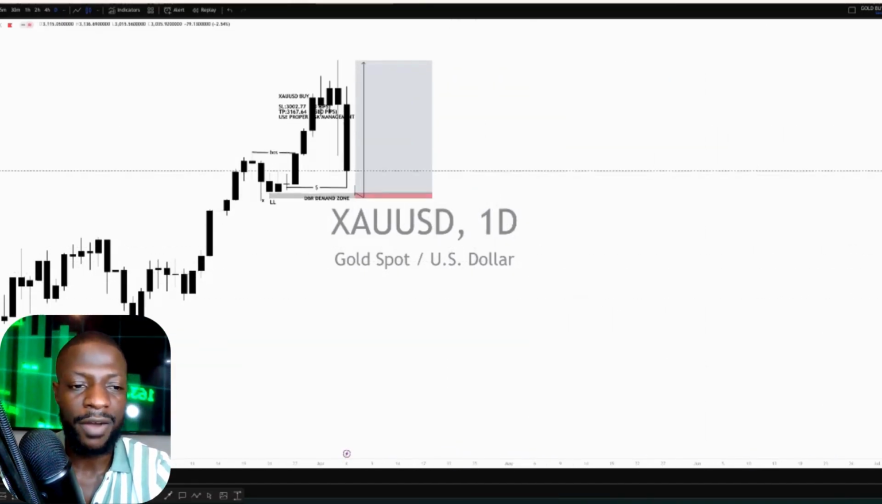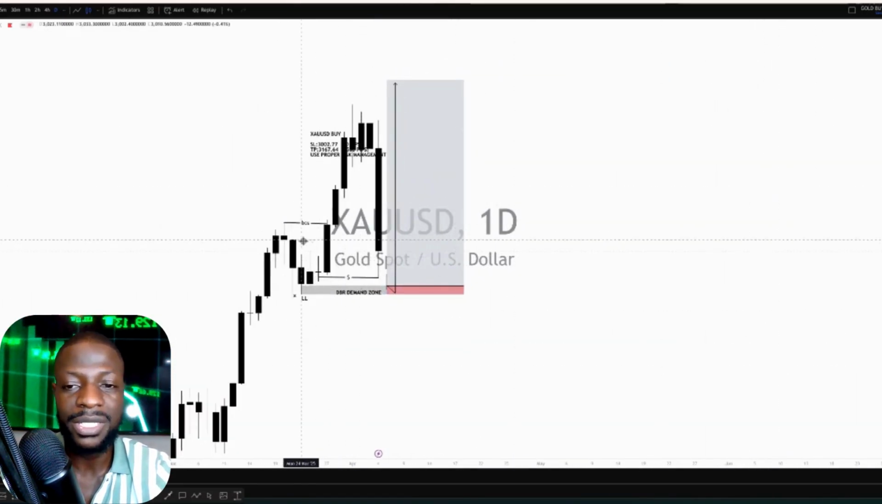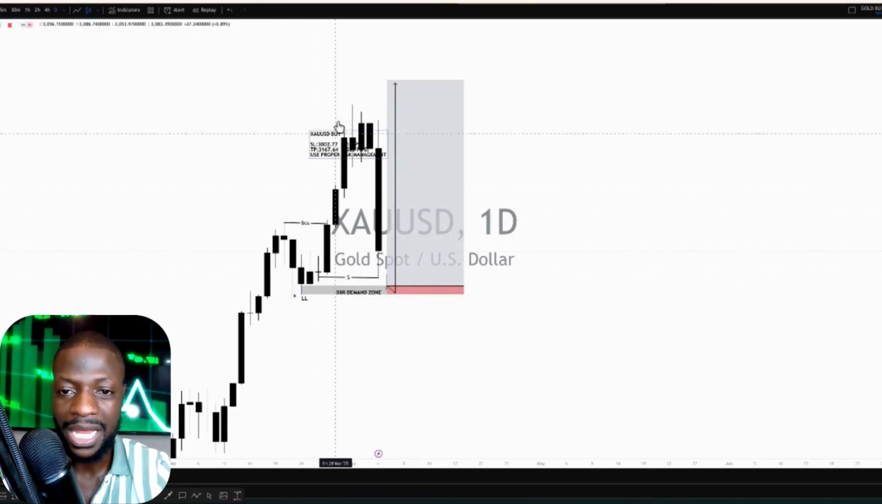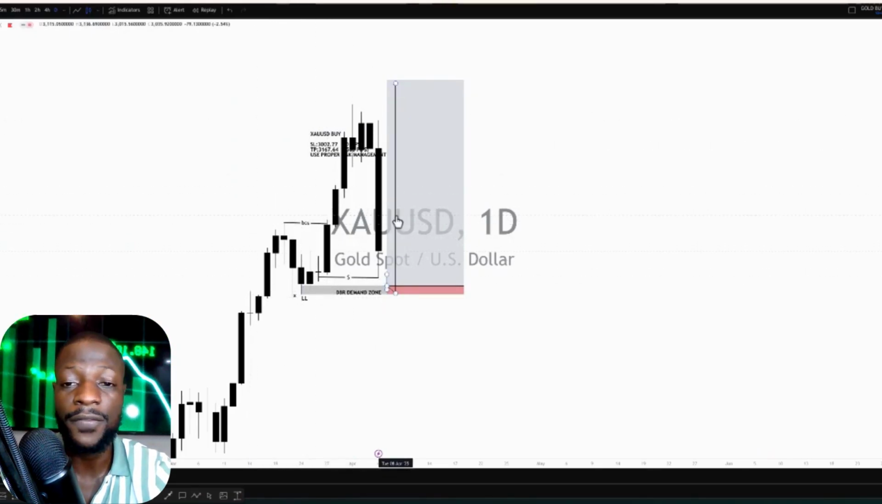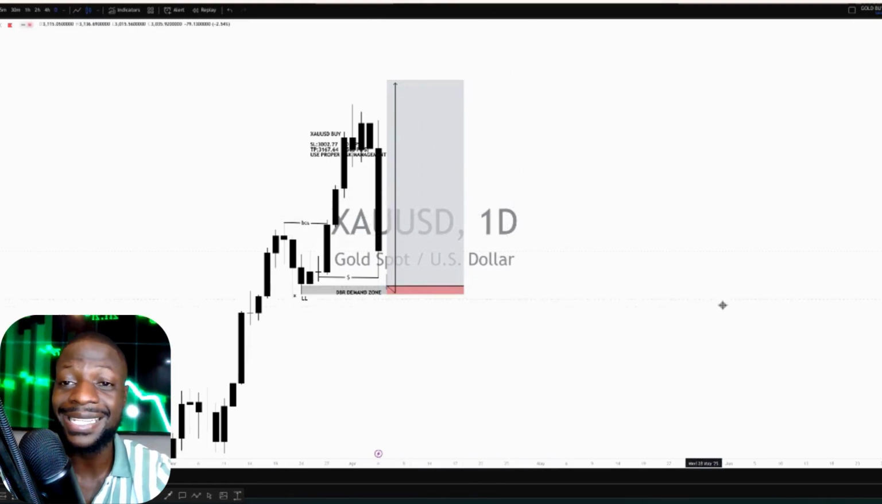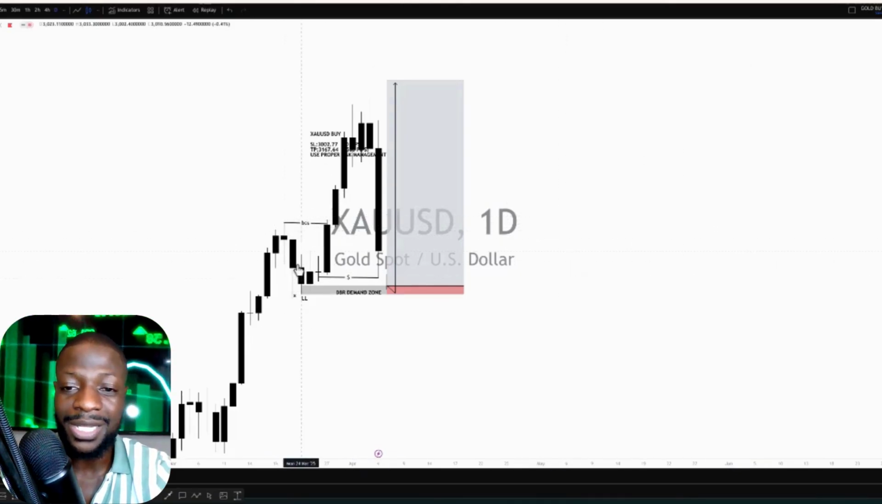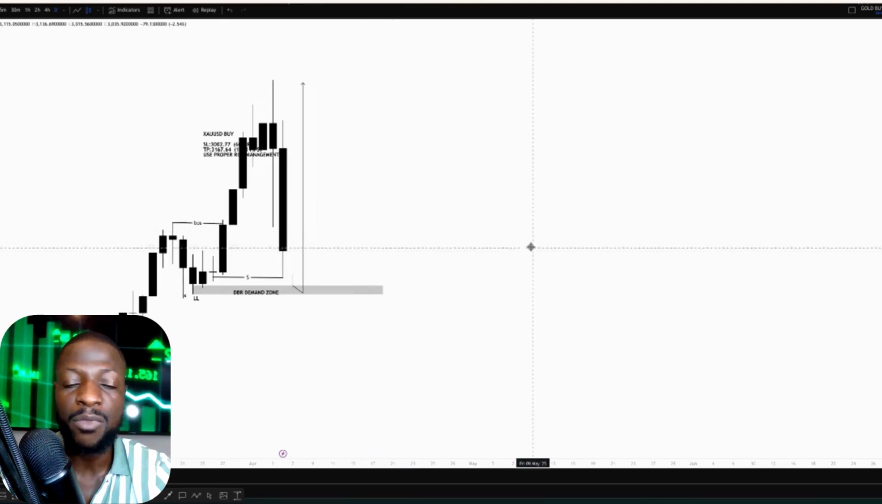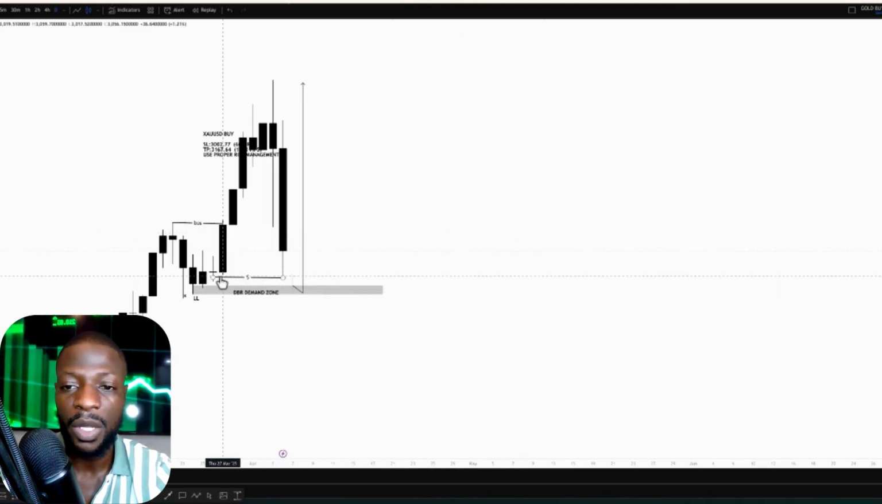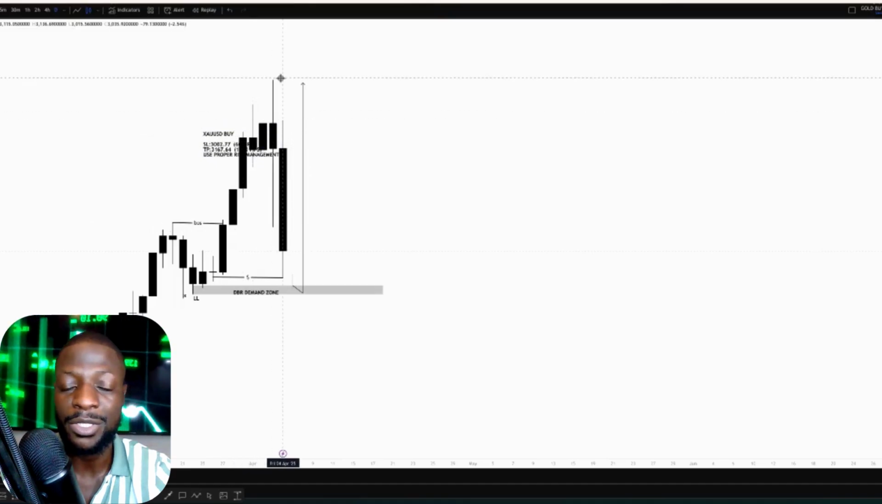So what do you have right here? This is on the daily time frame. You can see that we have a nice drop base and a rally, right? With a break of structure to the upside. That is extremely important. Make sure that the candles that break structure are big momentum candles. And what do we have? We have multiple big candles to the upside.